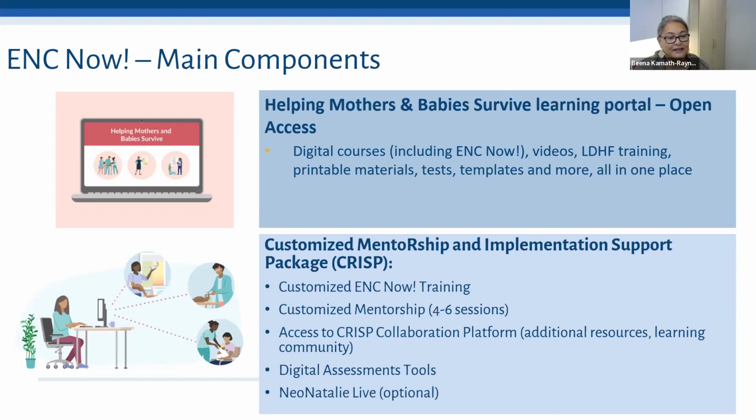Basically, individuals that are interested in CRISP get a customized ENC Now training, and then mentorship over 4 to 6 sessions, over the course of 6 months to a year, where their global mentor can assess the gaps in what they need to know about implementation, and then pick from this menu of modules and customize a curriculum for them to improve their ability to implement after that ENC training.